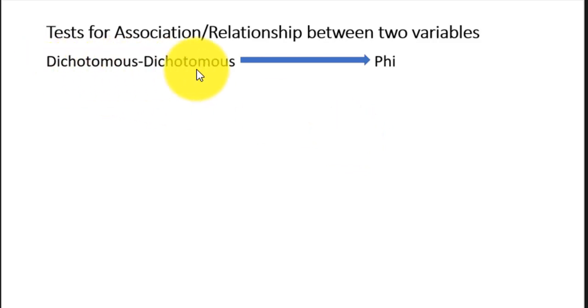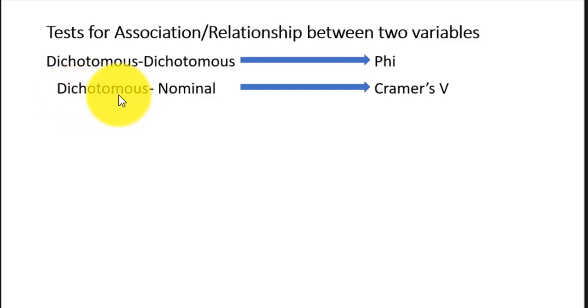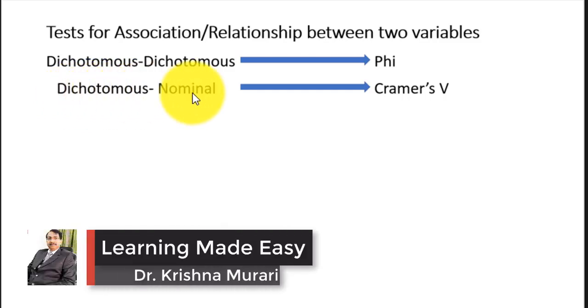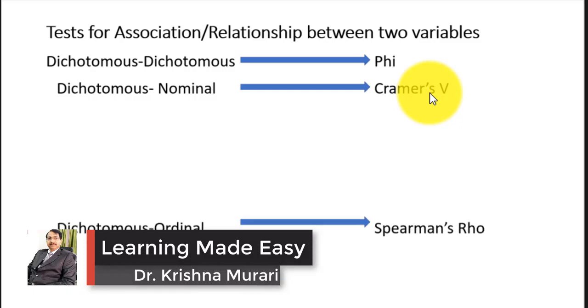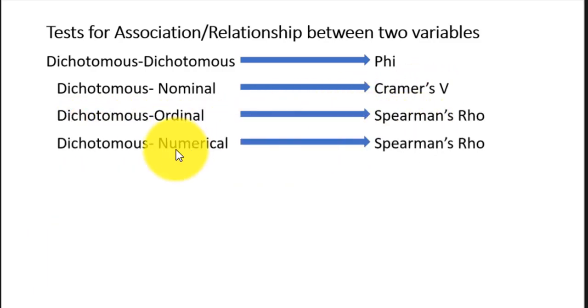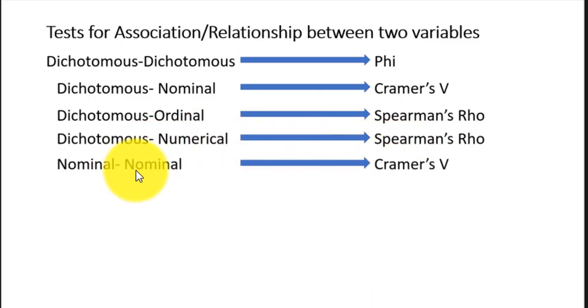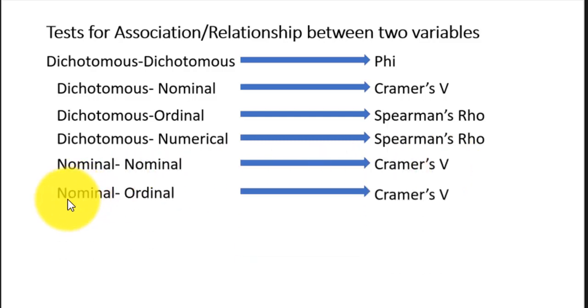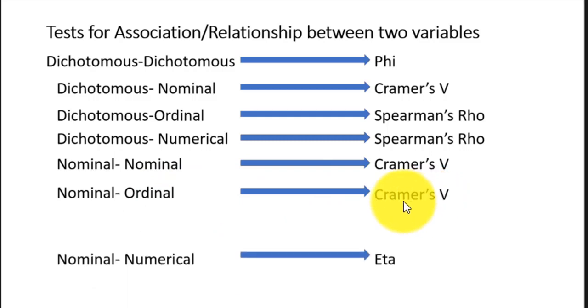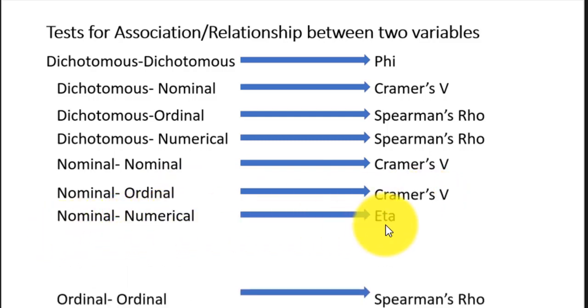If the two variables are dichotomous, use phi. When the association is to be examined between dichotomous and nominal variable, use Cramer's V. Dichotomous and ordinal variable, Spearman's rho. Dichotomous and numerical variables, Spearman's rho. Nominal and nominal variables, Cramer's V. And when you want to examine the relationship between nominal and ordinal scale variable, use Cramer's V. Nominal and numerical scale data should be used.